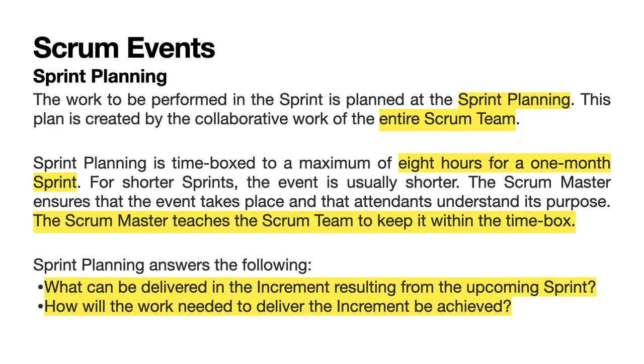Sprint planning. The work to be performed in the sprint is planned at the sprint planning. This plan is created by the collaborative work of the entire Scrum team. Sprint planning is time-boxed to a maximum of 8 hours for a 1-month sprint. For shorter sprints, the event is usually shorter. The Scrum Master ensures that the event takes place and that attendants understand its purpose. The Scrum Master teaches the Scrum team to keep it within the time box.